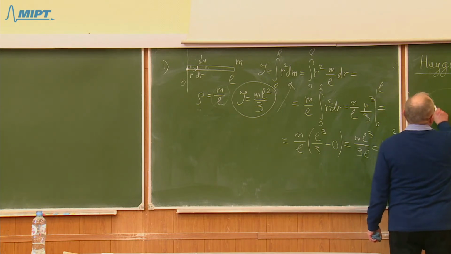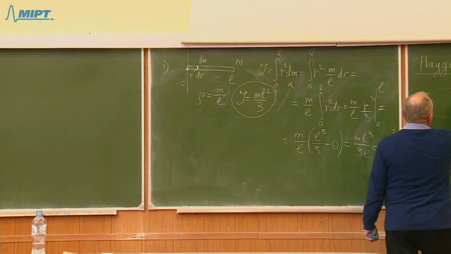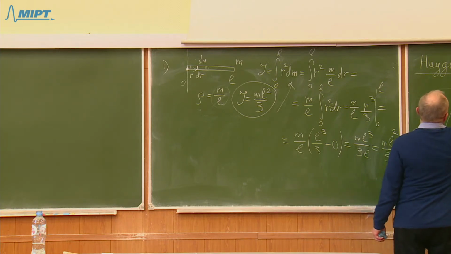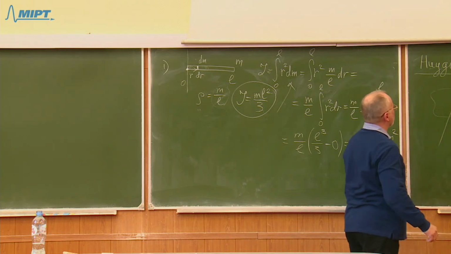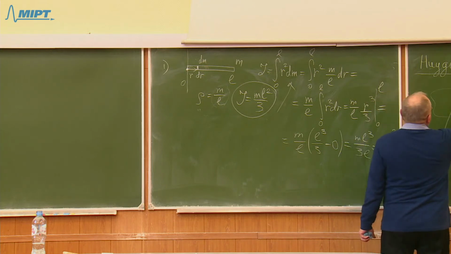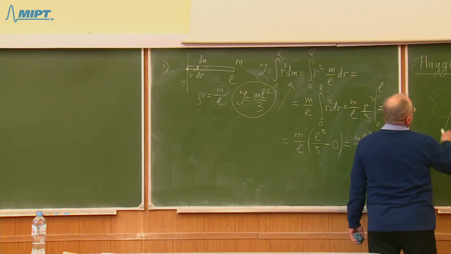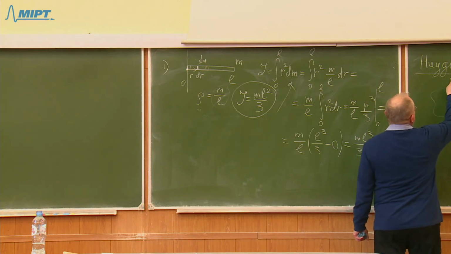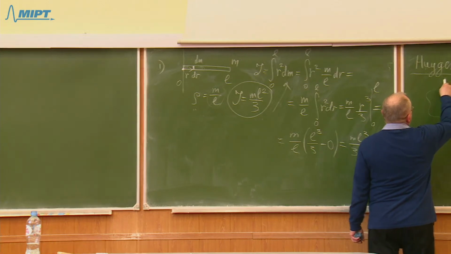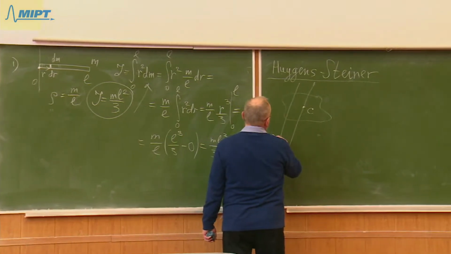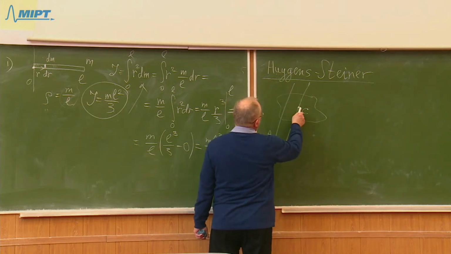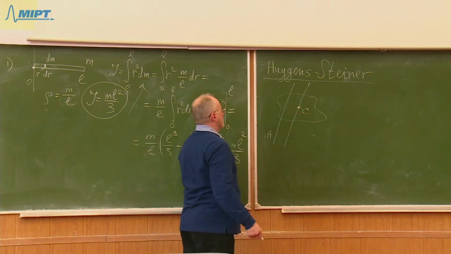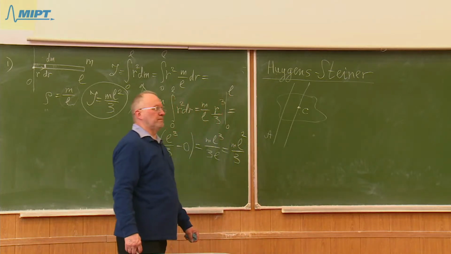So there is an arbitrary solid body, and it has the center of mass, and there is an axis of rotation which passes through the center of mass of this body, and we need to calculate the moment of inertia of this body about an arbitrary axis A, which does not go through the center of mass.